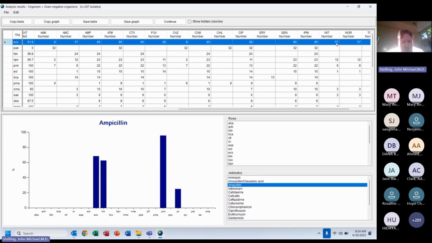nitrofurantoin 57 times. It's a urine drug. They did not always test it. AMC, amoxicillin clavulanic acid, 57 times. They have decided to test it in urine, but not other things. Amikacin 8 times. So what you're seeing here is there are certain drugs they always test as first-line agents. There are other drugs that they only test in urine. There are other drugs that they only test as second-line therapy.